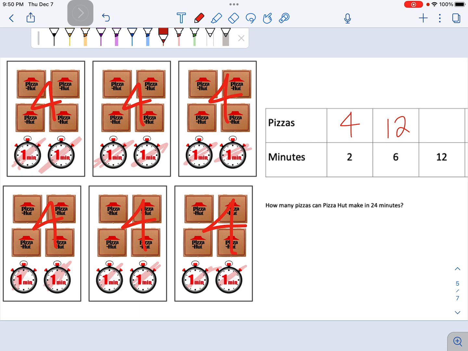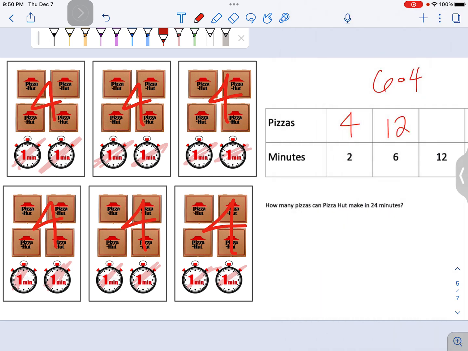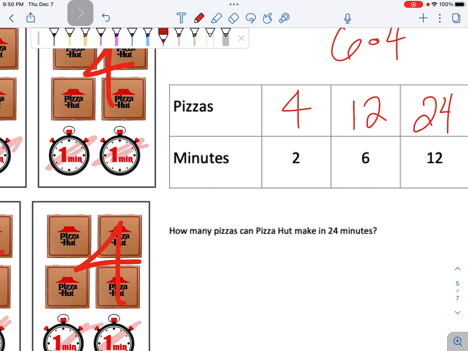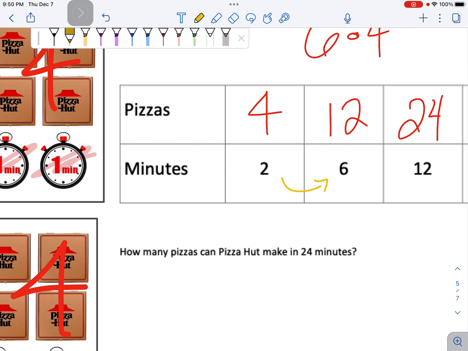1, 2, 3, 4, 5, 6. We have 6 times 4. 6 times 4, if you need a calculator, that's fine. That's 6 times 4. Or 4 plus 4 plus 4 plus 4 plus 4 plus 4 also gets me to 24. So that means in 12 minutes, it's 24 pizzas. Now remember, on the previous page, we said times 3 for the minutes because we had 3 of the repeating pictures. So then we had times 3 for the pizzas. Here, 6 times 2 is 12.